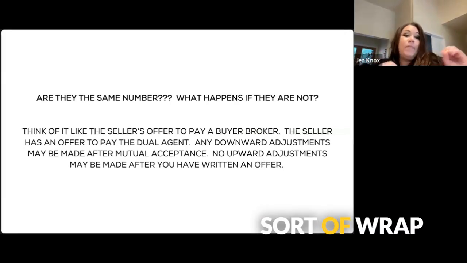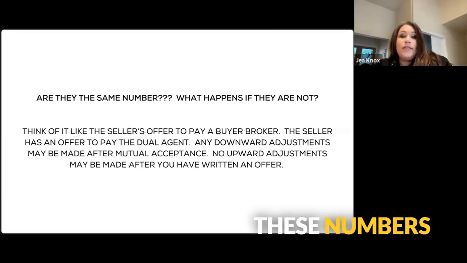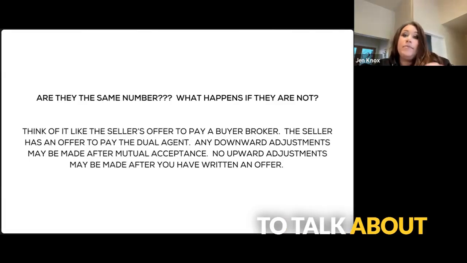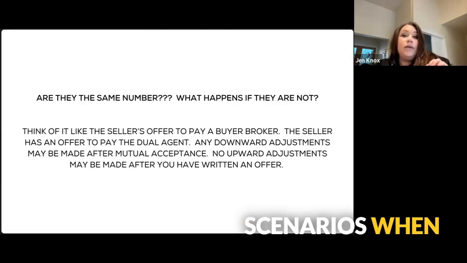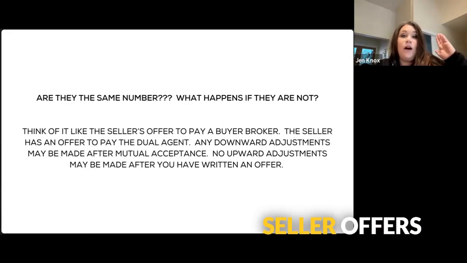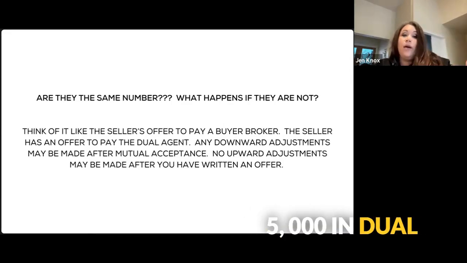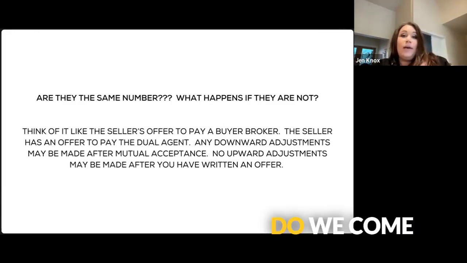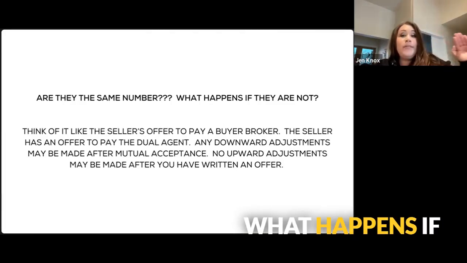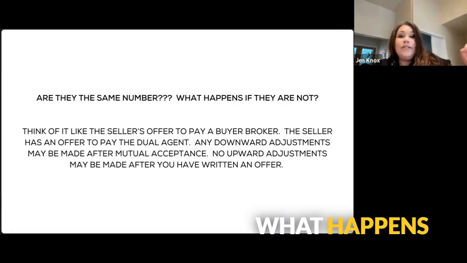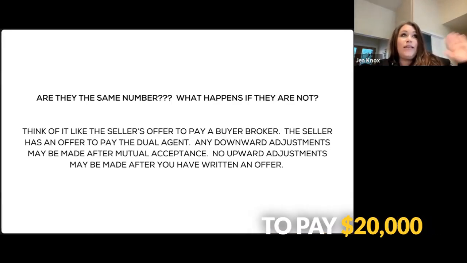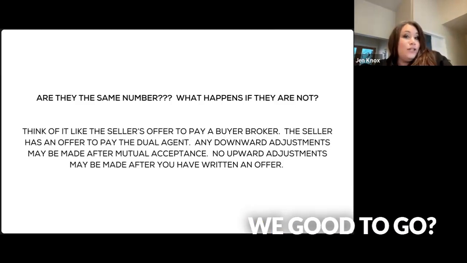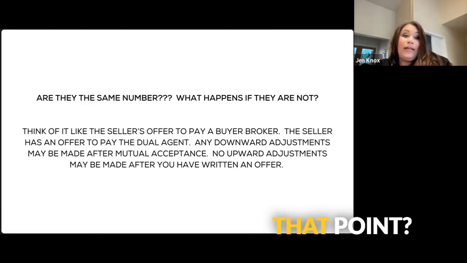So as a final wrap-up thought to these, are these numbers the same? And what happens if they're not? We're going to talk about some different scenarios when it comes to what happens if the seller offers $5,000 in dual compensation, but your buyer said that they would pay 10. How do we come through with that difference? What happens if it's more money? What happens if the seller says, I'm going to pay 20,000 and buyer, you were only on the hook for 10. So, are we good to go? What's going to happen at that point?